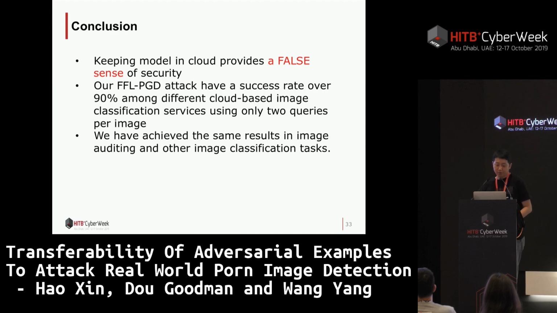In conclusion, although the cloud model has strong black box capability, it does not provide absolute security. With our method, we can still successfully fool the different cloud image classification services, and just one or two queries on cloud services can complete the attack. The success rate of the attack and the quality of adversarial examples will be guaranteed. At the same time, we can achieve the same results in other image classification tasks.